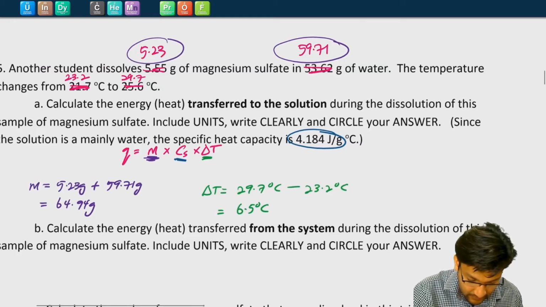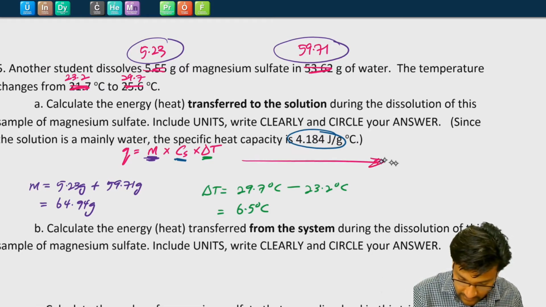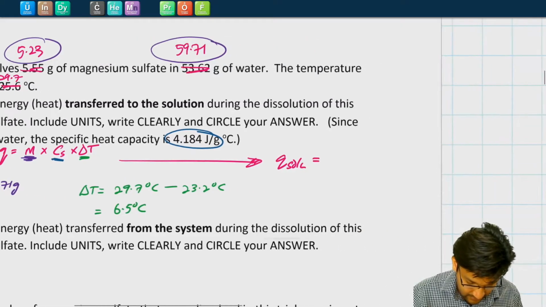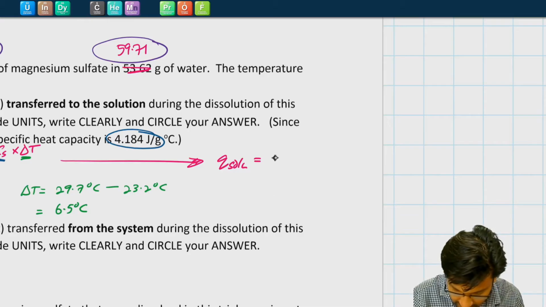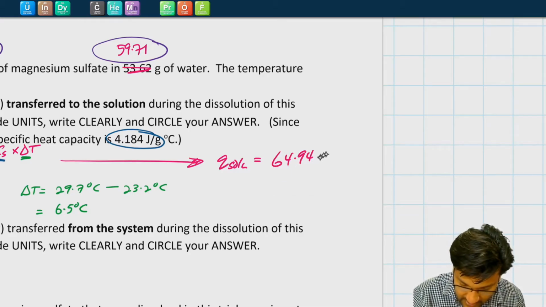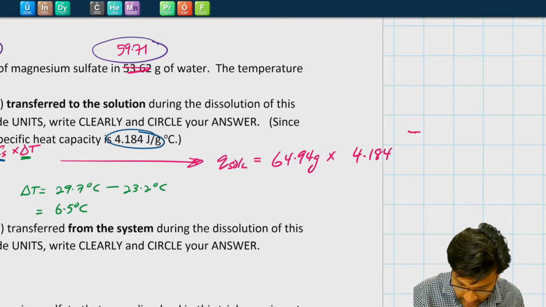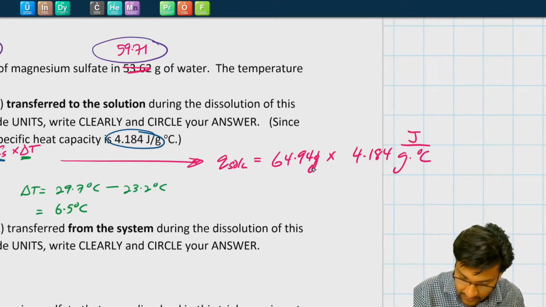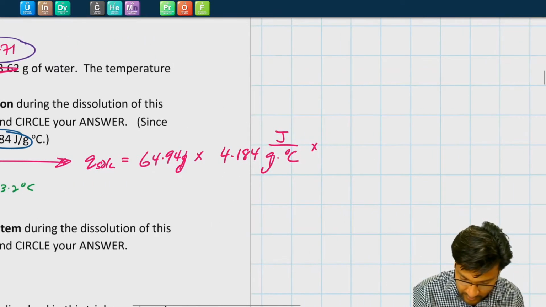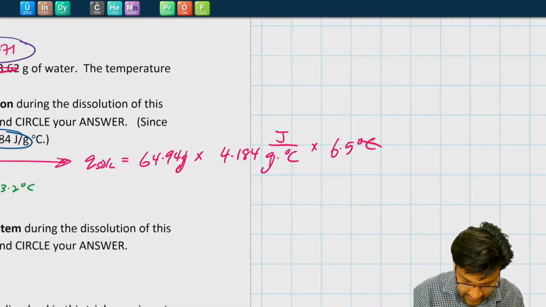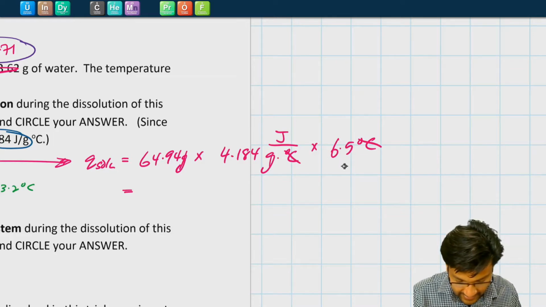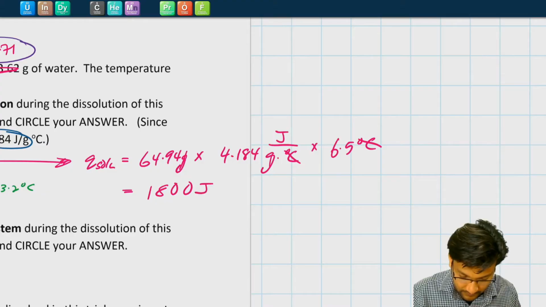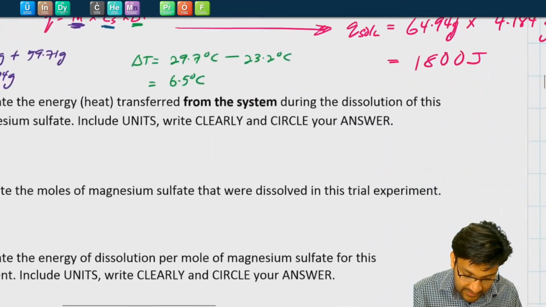So the heat of the solution would be the mass, 64.94 grams, times the specific heat capacity of water, which they tell us is 4.184 joules per gram per degree Celsius, such that grams cancel out, times the temperature change of 6.5 degrees Celsius, so the degrees Celsius cancel out. Plugging these into our calculator to 2 sig figs, our answer would be 1800 joules. This is the heat from the solution.